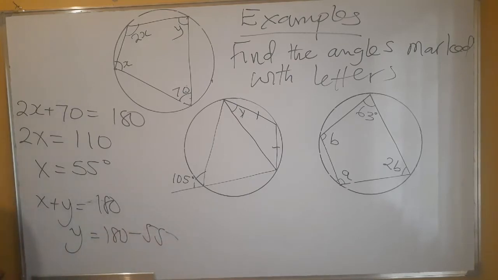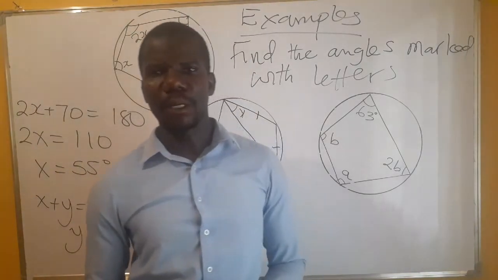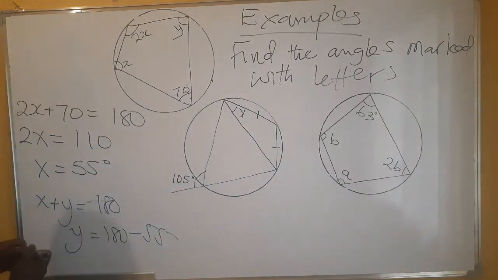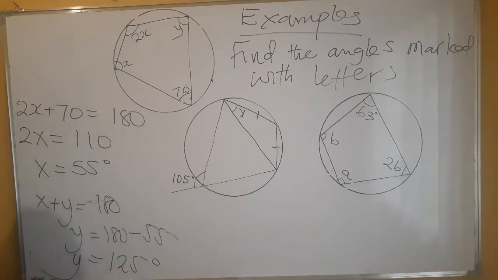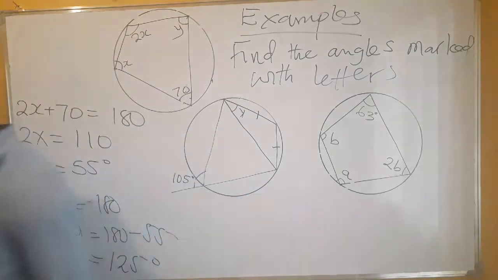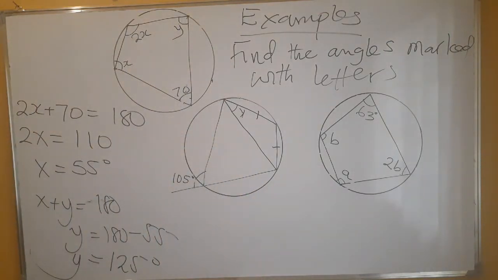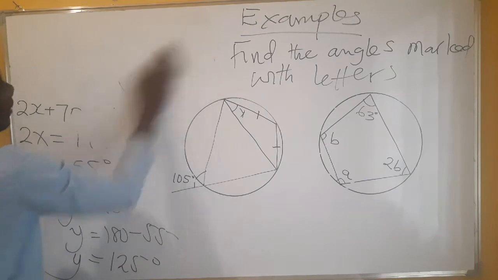What do we get? 180 minus 55. Y is giving us, when we subtract here, what are we getting? 125. 125 is what y is going to be. Okay? Exactly that. So basically, this is what we are supposed to do when we are looking at these. So we proceed. Let's look at the second example.